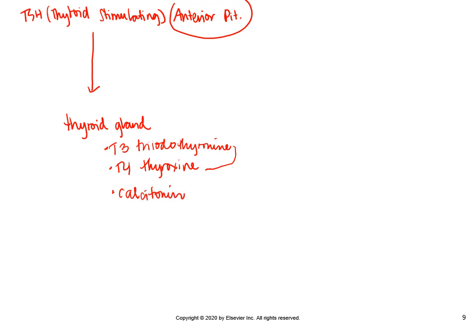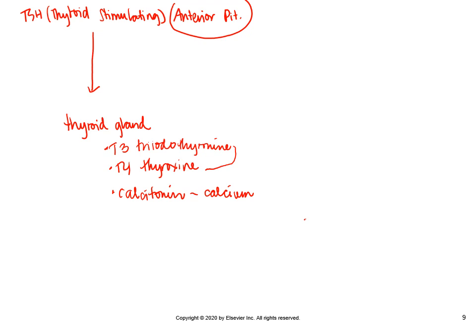Okay, now what is the function of calcitonin? Calcitonin is a hormone that helps the homeostasis, or the balance of calcium in the blood. Let's put it here. This is regulation of calcium in the blood. Okay, balance of calcium.